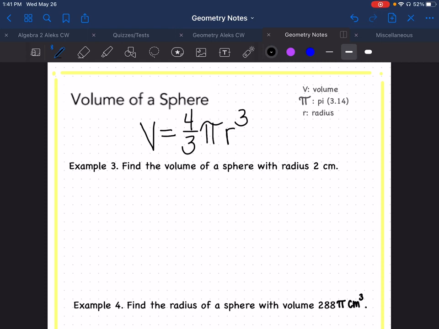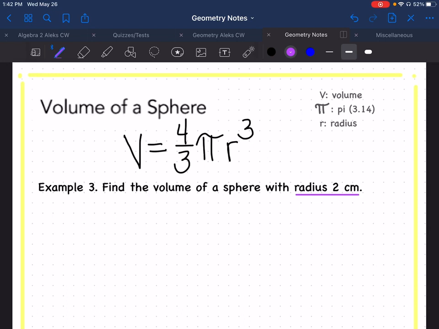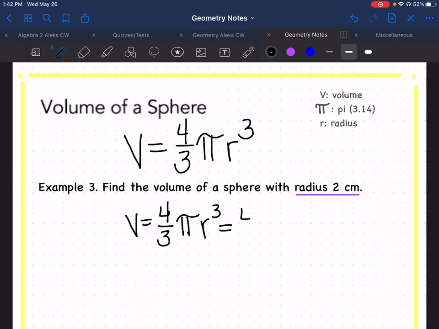All right, so it says find the volume of a sphere with a radius of 2 centimeters. So I'm just going to go ahead and underline that. Let me zoom in a bit. I always like to start with my formula. I find that if I copy down my formula, I tend to not miss stuff. Sometimes when I don't copy down my formula, I miss things.